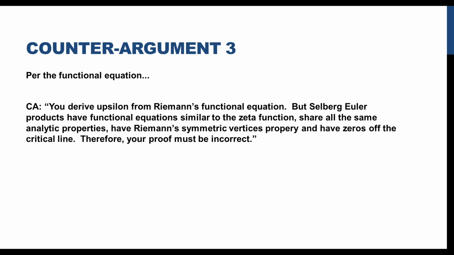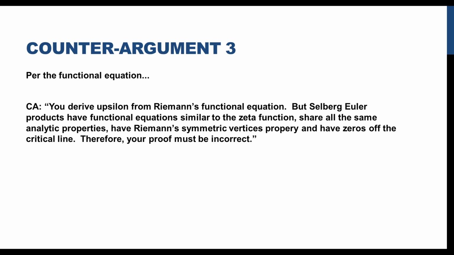You derive upsilon from Riemann's functional equation, and this is kind of a paraphrase of a lot of different comments on this. All right, but Selberg Euler products have functional equations similar to the zeta function. They share all the same analytic properties, have Riemann's symmetric vertices property, and have zeros off the critical line. Therefore, your proof must be incorrect.